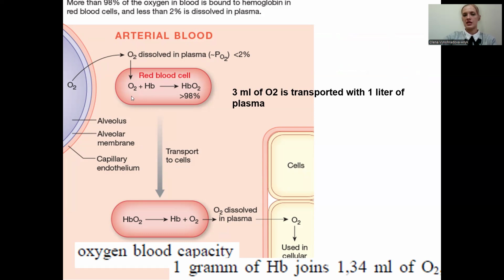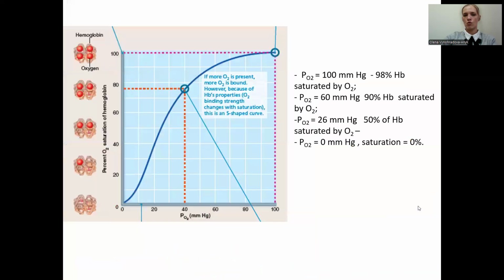Oxygen could be transported by red blood cells, 98% of oxygen, but 3 milliliters of oxygen could be transported by 1 liter of blood plasma. So it means that it could be dissolved in plasma. And here I also remind you of the value named oxygen blood capacity. 1 gram of hemoglobin is able to join 1.34 milliliters of oxygen.